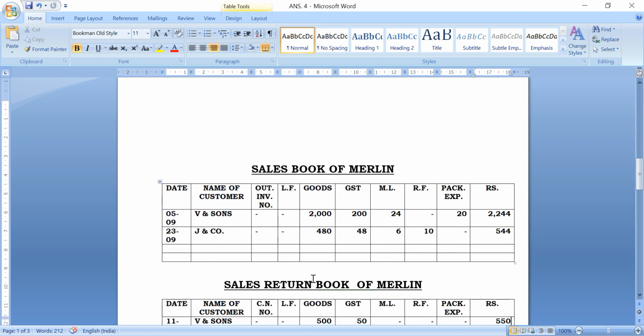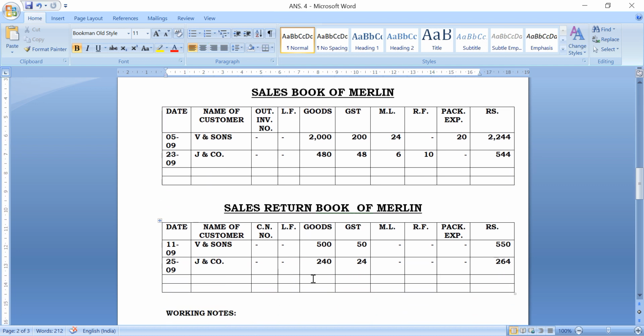Now moving to the next, two books are there. Now we total the sales book. 2480. Goods here 248, 30 rupees, 10 rupees, 20 rupees, and the grand total: 2244 plus 544, and that will give us 2788.